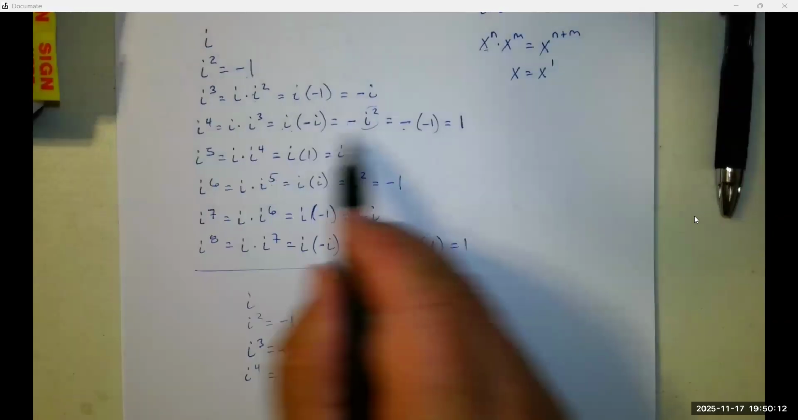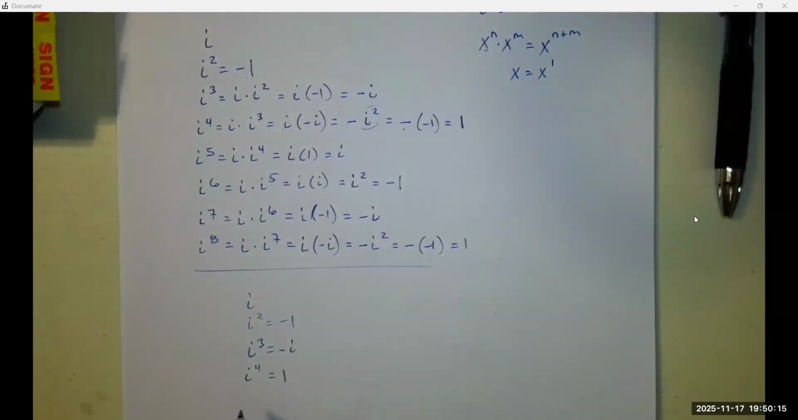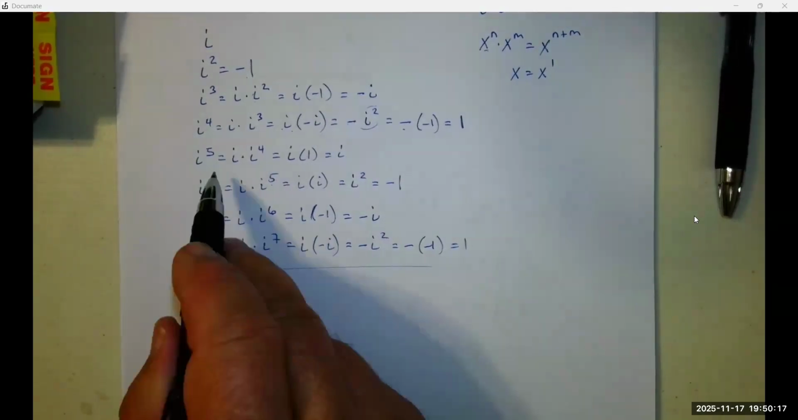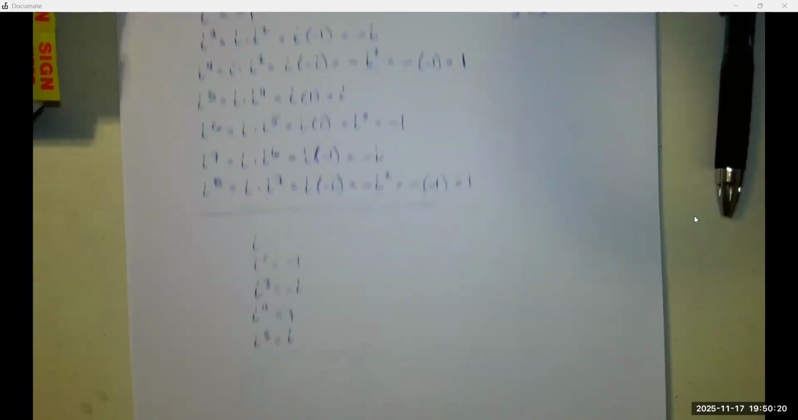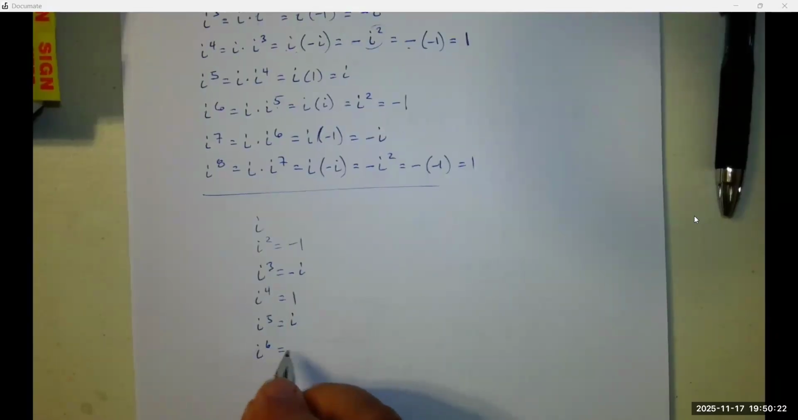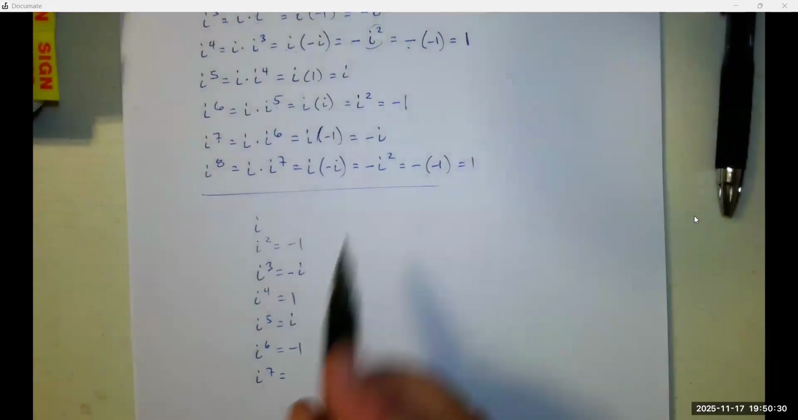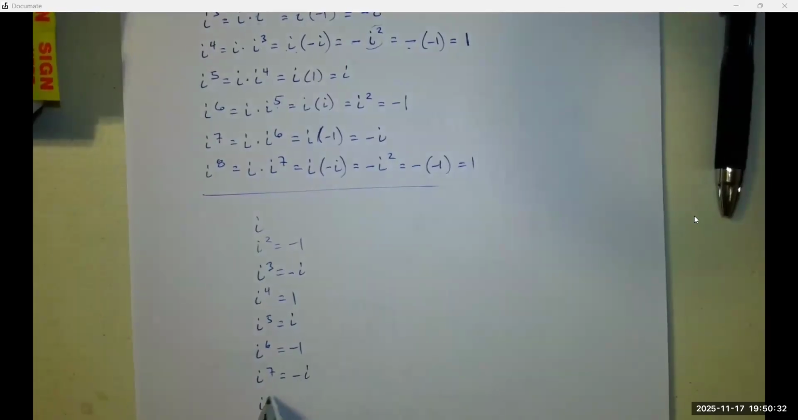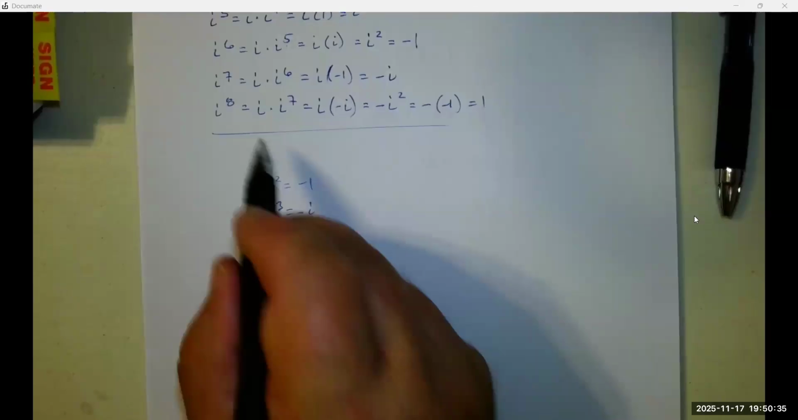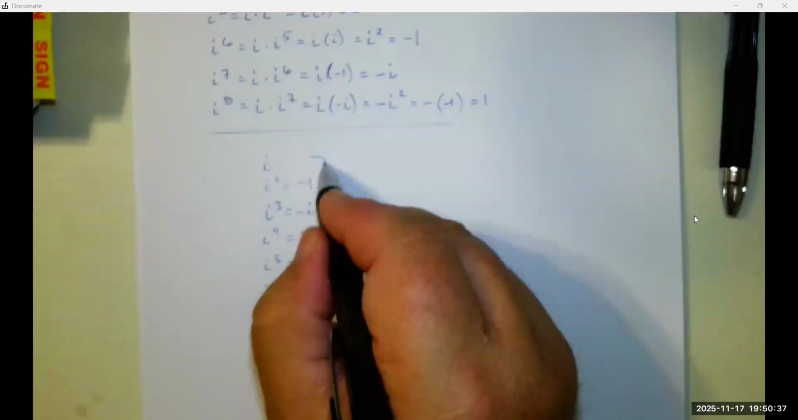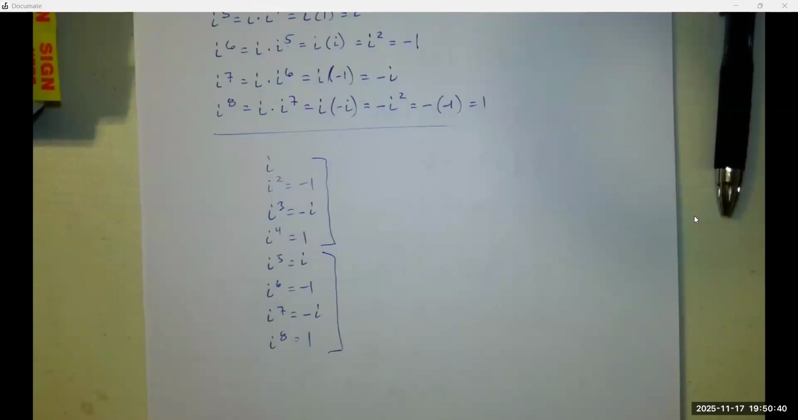i to the fourth is 1. i to the fifth is i. i to the sixth is -1. i to the seventh is negative i, and i to the eighth is 1. They're repeating themselves in groups of 4, which is what we wanted to find out, if there is a pattern repeating.